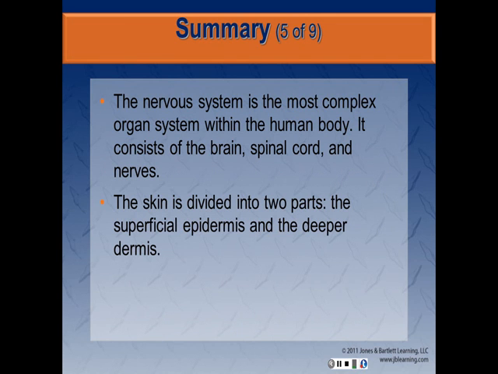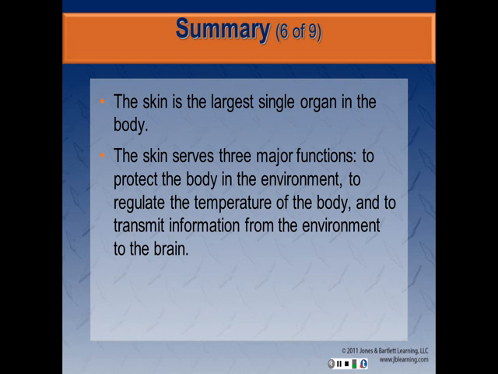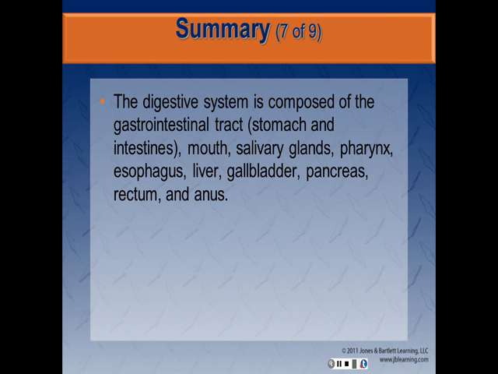The nervous system is perhaps the most complex organ system within the human body. It consists of the brain, the spinal cord, and nerves. The skin is divided into two parts, the superficial epidermis, which is composed of several layers of cells, and the deeper dermis, which contains the specialized skin structures. The skin is the largest single organ in the body. It serves three major functions: to protect the body from its environment, to regulate the temperature of the body, and to transmit information from the environment to the brain.